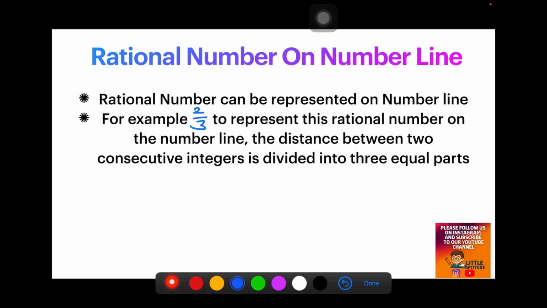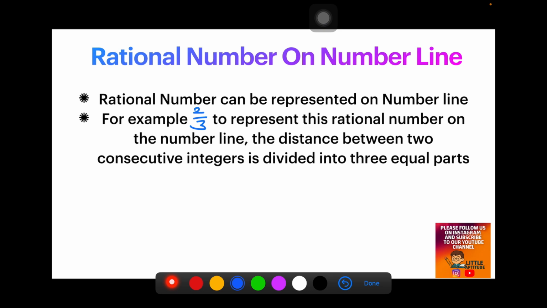Now, rational number on the number line. You know what a rational number is. A rational number is a number which can be represented in the form p by q. For example, 2 by 3 is a rational number. Related to the number line, we can represent rational numbers on the number line. We have seen till now that natural numbers, whole numbers, and integers with positive and negative values are all represented on the number line. That's correct, but in addition to that, we can also represent rational numbers on the number line.